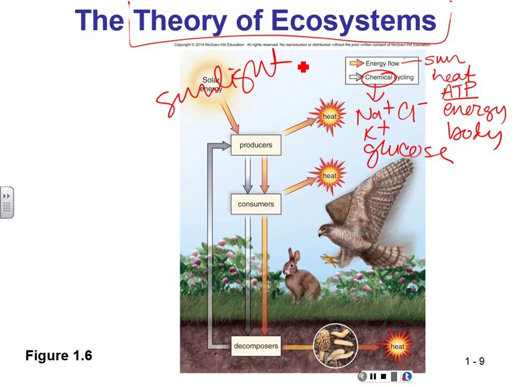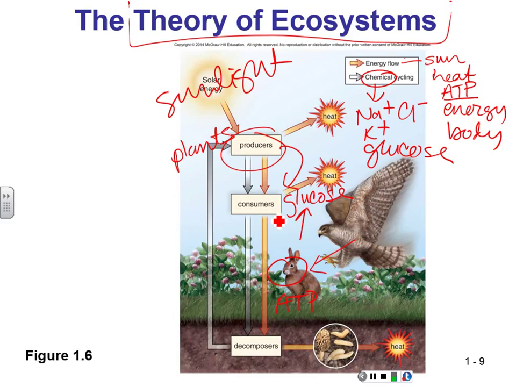So sunlight shines down on the producers, and let's think of these as plants. And the plants make glucose. That's sugar for them, so they can grow. And then we eat the glucose and turn the glucose into ATP. If you're a predator, you can also eat prey, right? These are both consumers. So the rabbit is a consumer, but so is the hawk. Now the hawk is going to eat the bunny and turn the proteins in the muscle, and it's going to break that down and make ATP, or energy for the body.